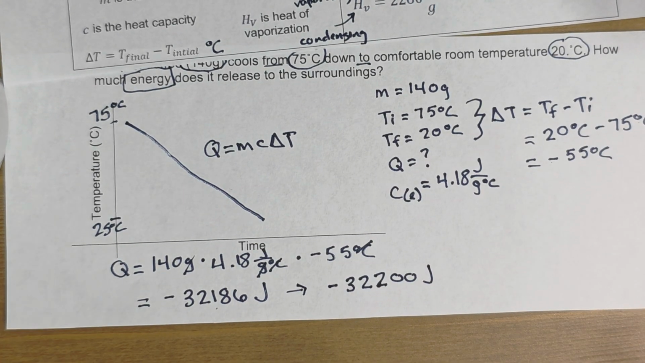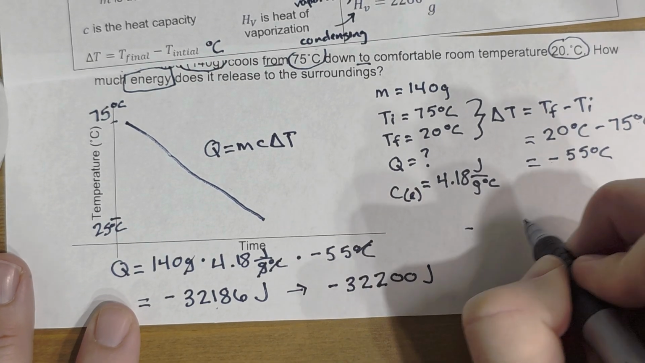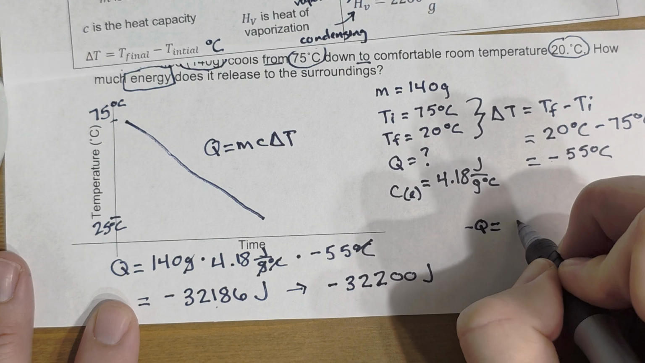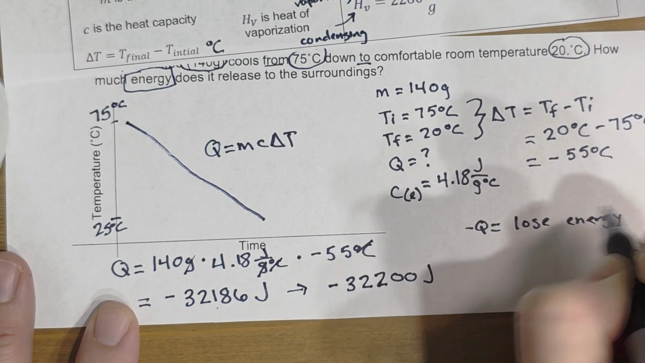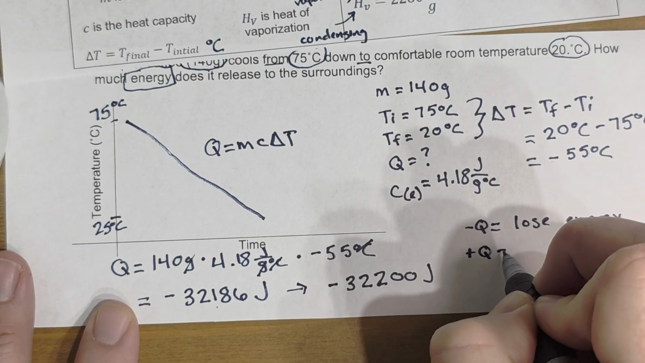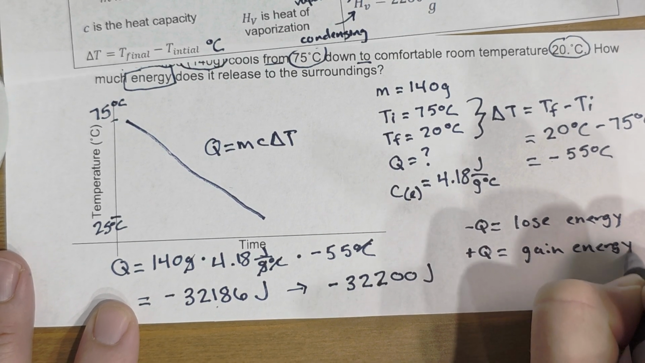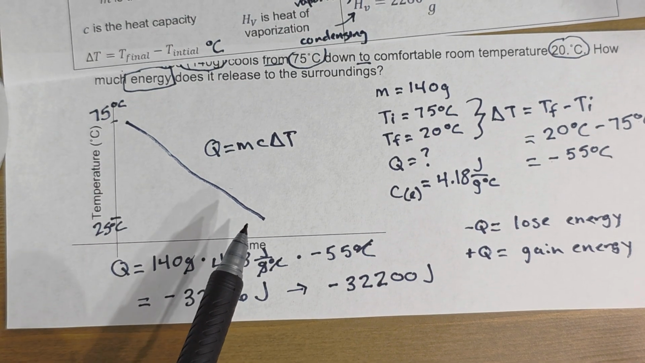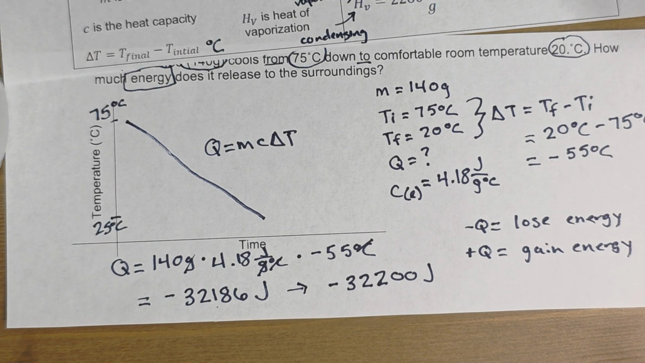joules. The reason why this negative is important is that a negative Q means lose energy. A positive Q means gains energy. And we can see it is lost energy. So the correct answer has to have a negative. Otherwise, you're saying we put energy in. Okay?